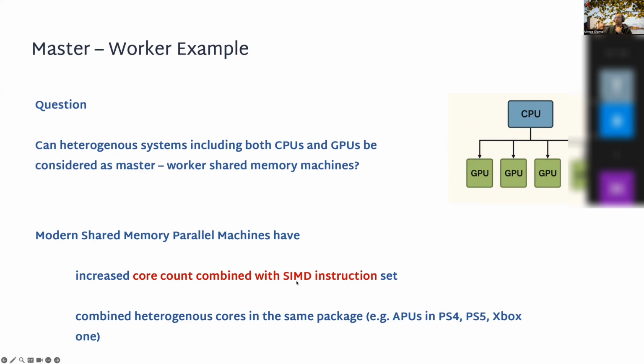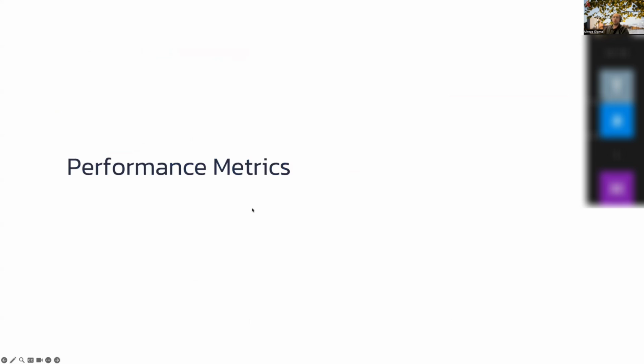So now we know a little bit about the categorization of parallel machines. Now it makes sense to evaluate the performance of our parallel programs executed on these machines. This part is going to be a little bit theoretical. Let's see how we can define some performance metrics. Before measuring the actual performance, we need to have some metrics to be able to measure it.